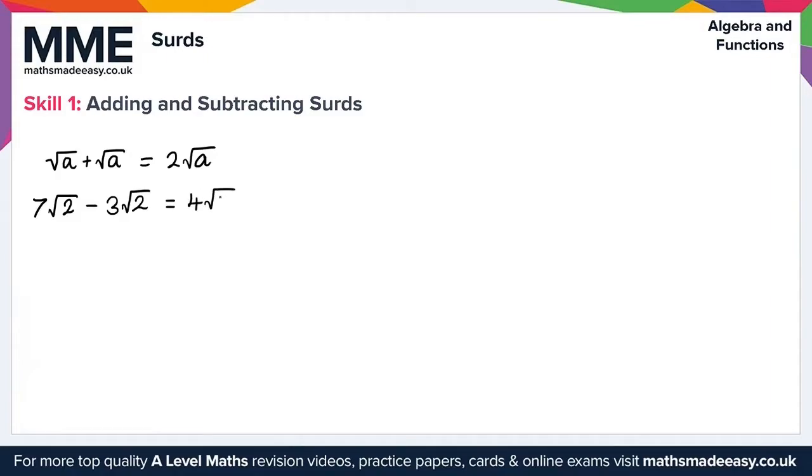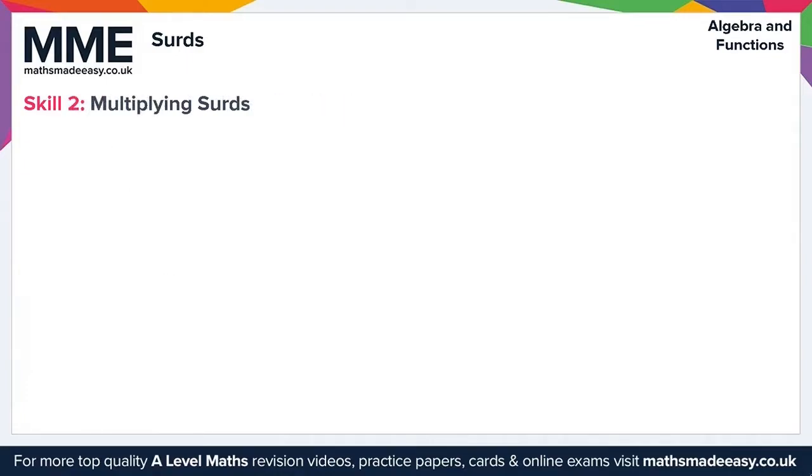Be careful that you don't make a very common misconception here with addition and subtraction of surds. A common mistake is to write the square root of a plus the square root of b as simply the square root of a plus b. Be careful, this is not true. So that gives us everything we need for skill 1 on adding and subtracting surds.